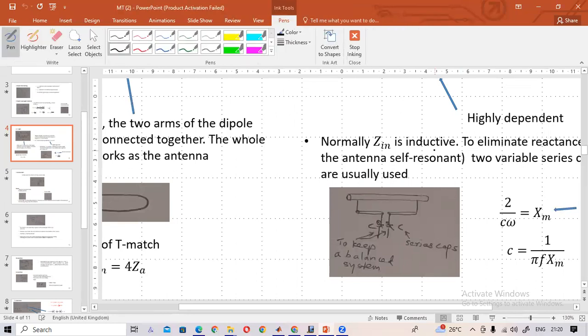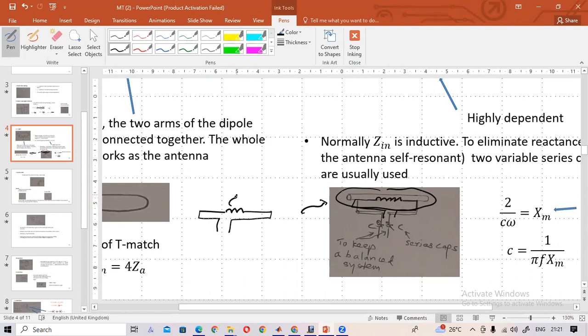If you consider this one, it is like this. You have an inductor like this. This antenna is just like an inductor.